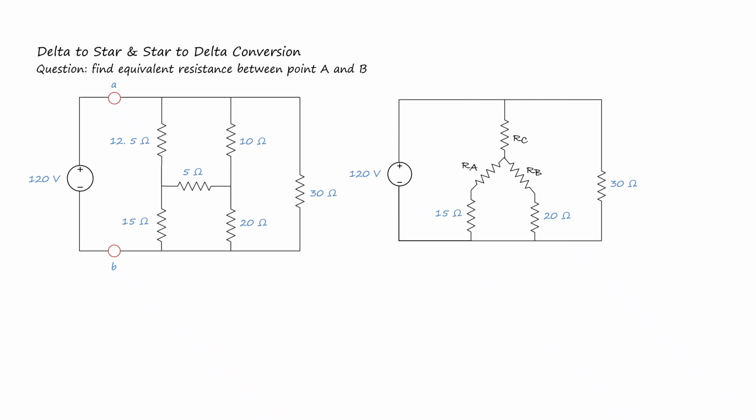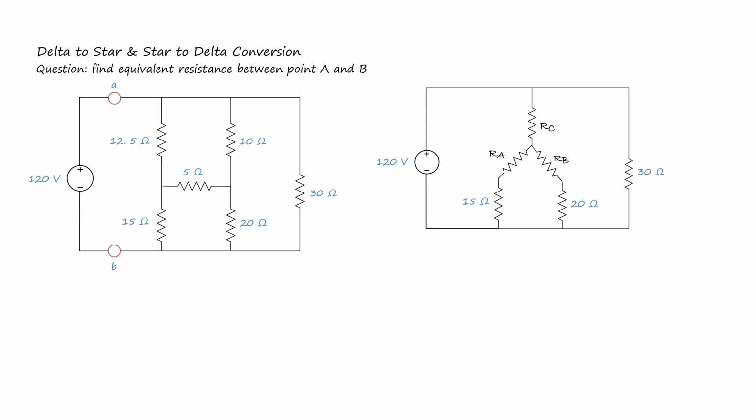Now let us find the Y network resistors. R_A is equal to, as we know, R_AB times R_AC divided by the summation of resistors in delta. So 12.5 ohms times 5 over the summation of resistors in delta, which gives us 2.273 ohms.